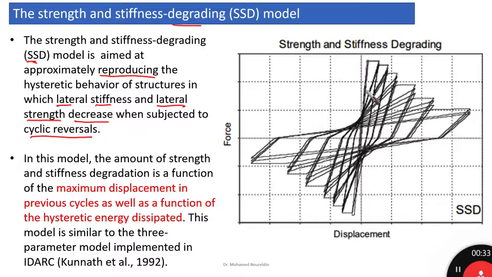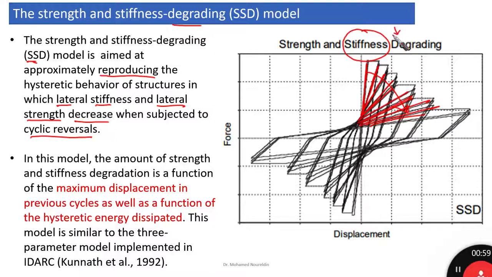So the meaning here is, as I explained before, this is the stiffness of the system at each cycle. As you can see here, it is decreasing. So the stiffness is decreasing, which means the slope of the loading pattern, and in unloading also, it is the same.